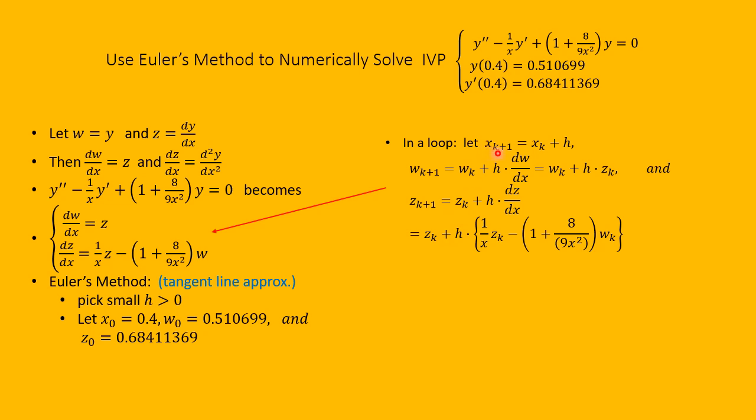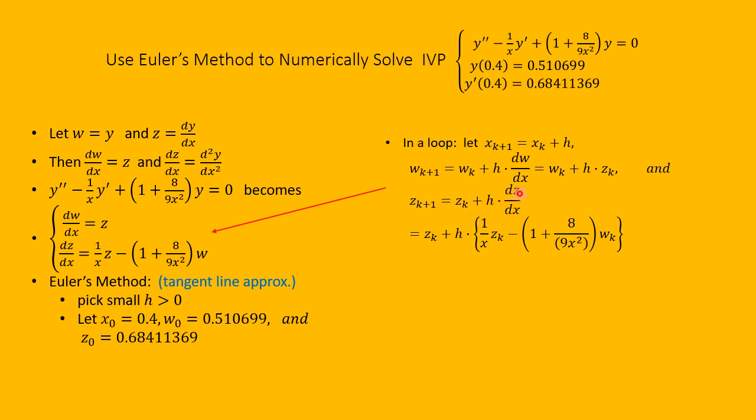We'll let x sub k plus 1 equal x sub k plus h. Then we'll update our value of y, which is stored in w. W sub k plus 1 is w sub k plus h times the derivative of w with respect to x. But the derivative of w with respect to x is just z sub k. So w sub k plus 1 is w sub k plus h times z sub k. Z sub k plus 1, on the other hand, is z sub k plus h times the derivative of z with respect to x.